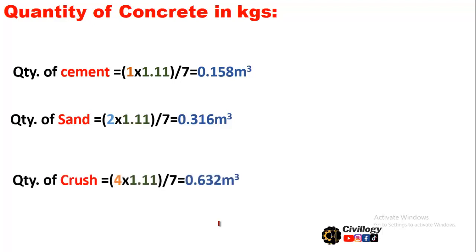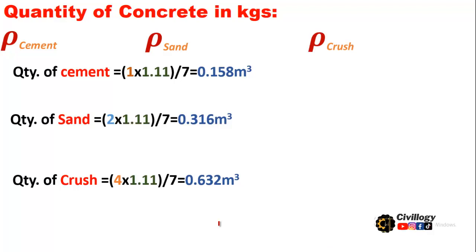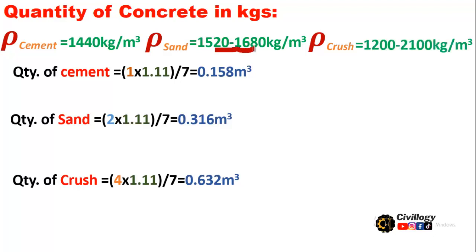Now if you want to convert these values to kgs, you must know the density of cement, the density of sand, and the density of crush that you are using in the concrete mix. Normally the density of cement is taken as 1440 kg per cubic meter, the density of sand is between 1520 to 1680 kg per cubic meter, and the density of crush or coarse aggregate is 1200 to 2100 kg per cubic meter.